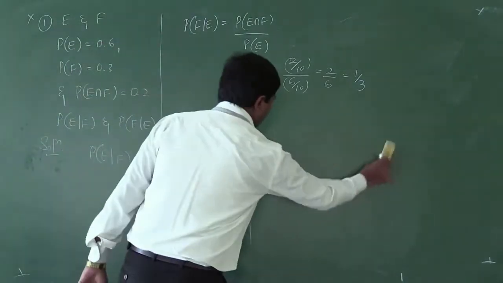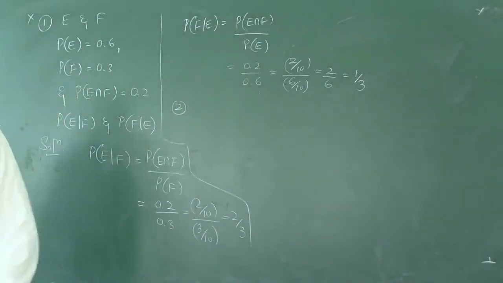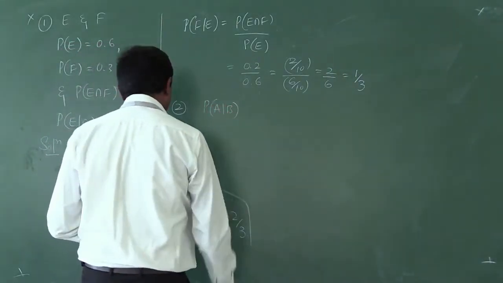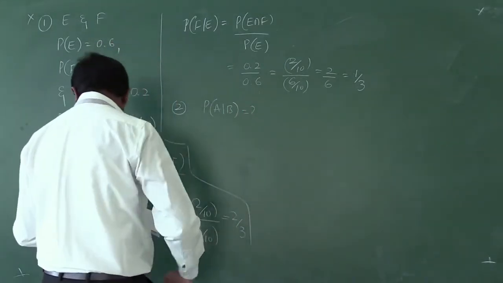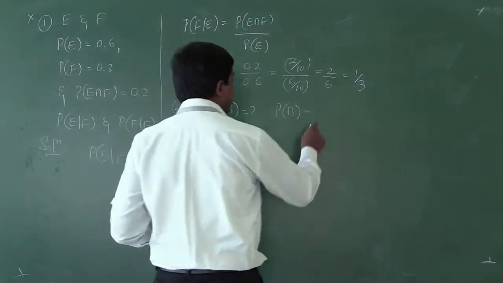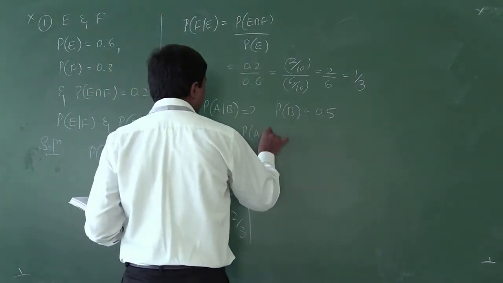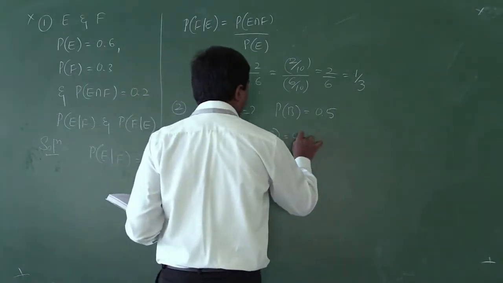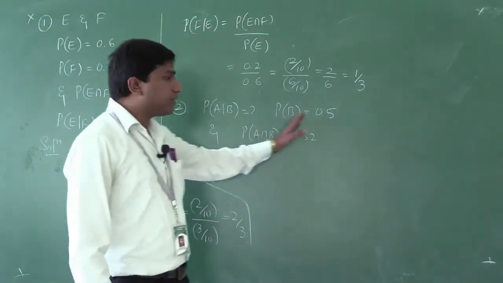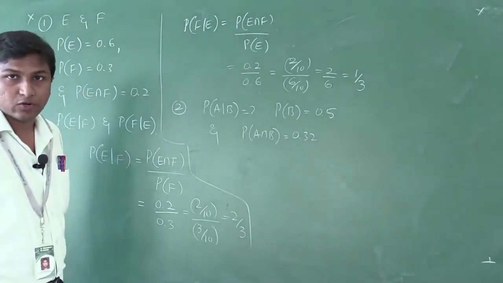Moving further, problem number 2. We have to compute P of A bar B. It is given that P of B value is 0.5 and P of A intersection B value is 0.32. So P of A bar B we need to find out, where the value of P of B is given to be 0.5 and the value of P of A intersection B is given to be 0.32.